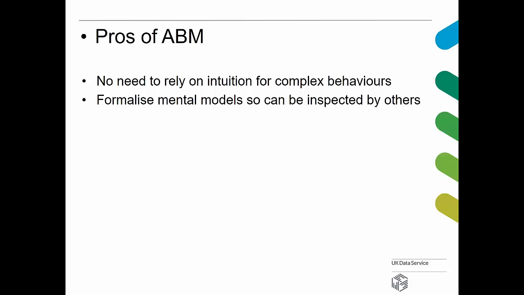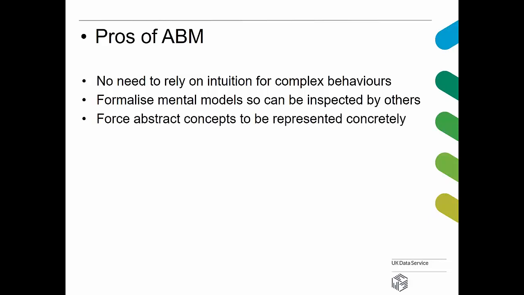Essentially, your own intuitions about what you think will happen are mental models. And you might be absolutely confident that you know what's going to happen, but unless you can formalize what you think in a way that someone else can inspect, then you're just going to really struggle to convince them that you know what's going on. But if you can put it in a model and they can look at the code, then they either have to be clear about why they have a problem with your thinking, or they have to agree with you. It's very powerful, that. They force abstract concepts to be represented concretely.